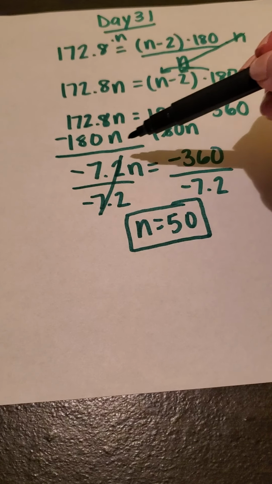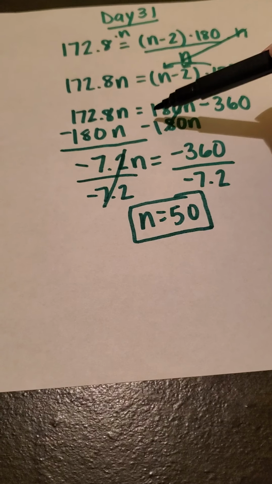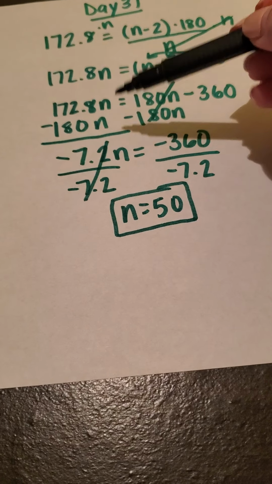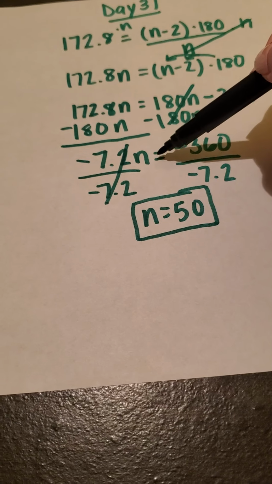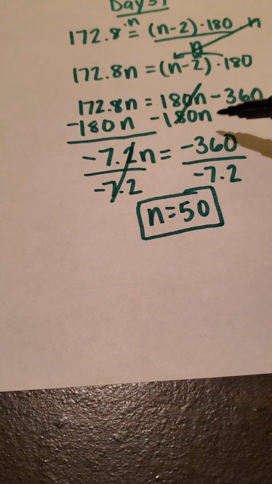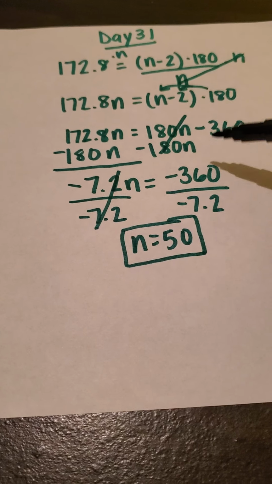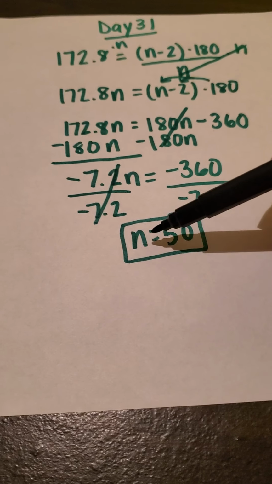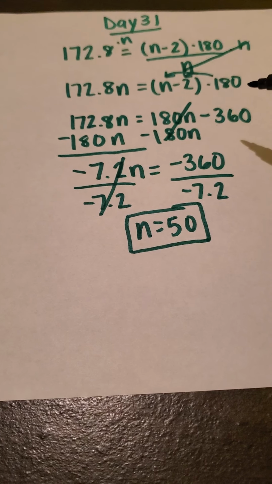I'm going to move my n's to the same side. So every time I'm going to subtract 180n. I'm going to do that every single time. I get that number is equal to negative 360. It will be equal to that negative 360 every single time. And then I'm going to divide by whatever number is here. And that is going to tell me how many sides my polygon has.